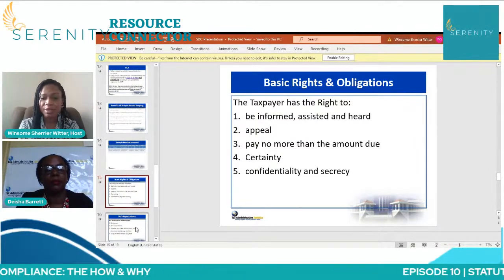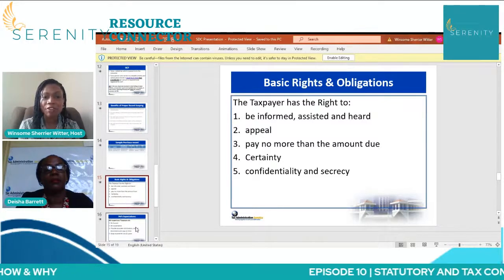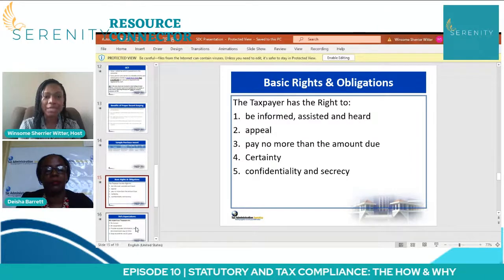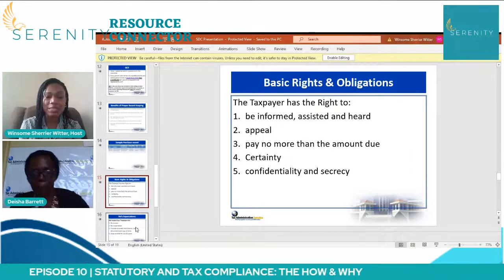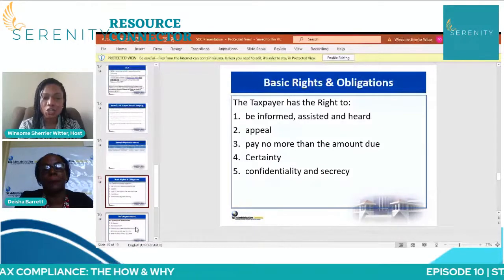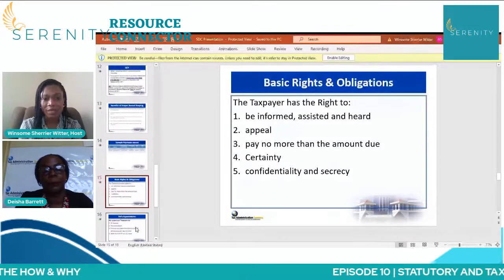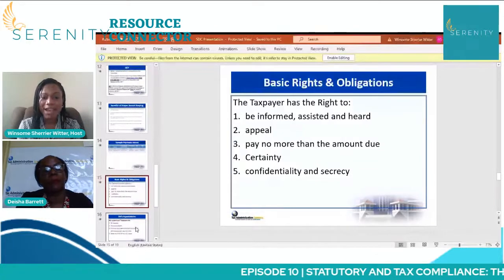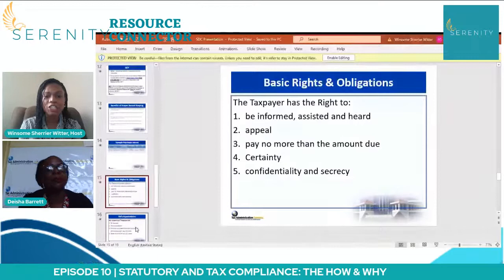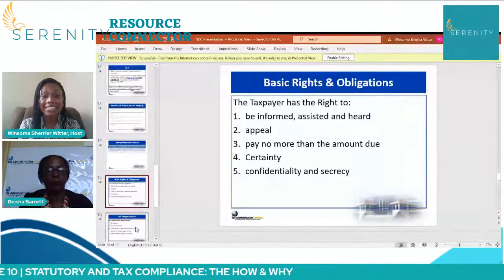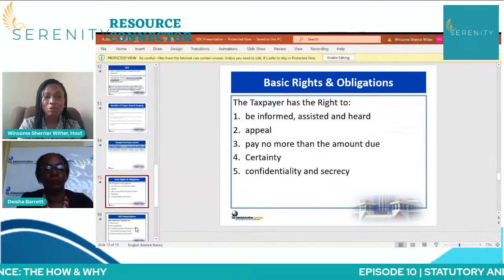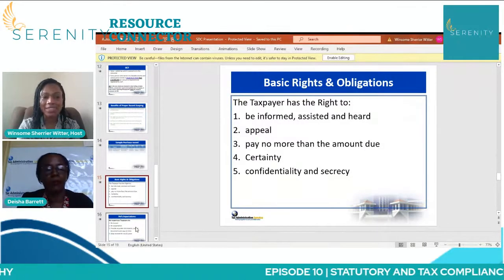And the compliance team, they're very good to work with. So if you're not sure, you can always contact them to get the clarification. The education unit does that very well. Three, pay no more than the amount due. So that's a right. All right. And you have the right to certainty. So if you're not clear, you have the right to seek clarification. You have the right to confidentiality and secrecy. So the information that you pass on to the tax office must remain between you and the tax authority.